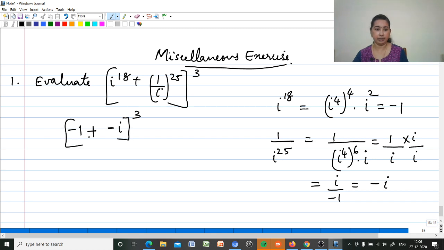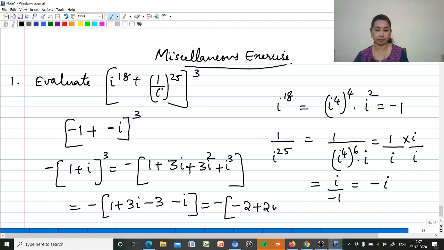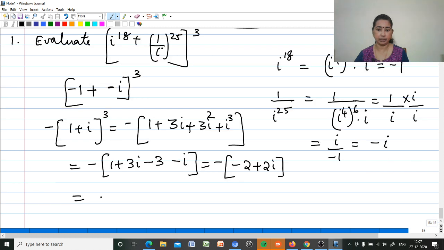Now expanding this, both minus signs we can take out. So minus of, because minus 1 raised to 3 is minus, so 1 minus sign outside, remaining 1 plus i whole cube, which is equal to minus of a plus b whole cube is a cube plus 3a square b, 3a b square, plus b cube. So minus of 1 plus 3i minus 3, i cube is minus i, so minus i. Simplifying, minus of minus 2 plus 2i. Multiplying that negative sign inside, we are getting 2 minus 2i.